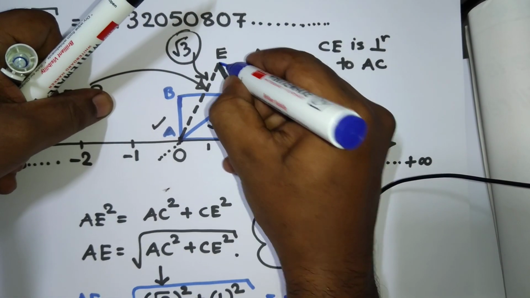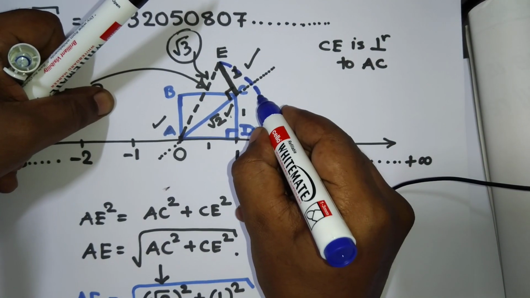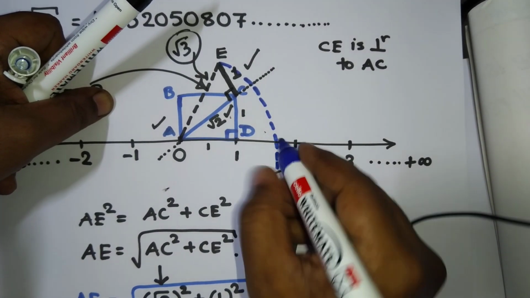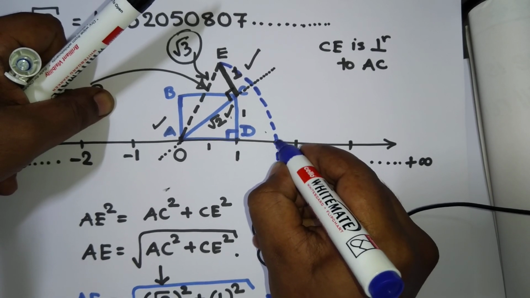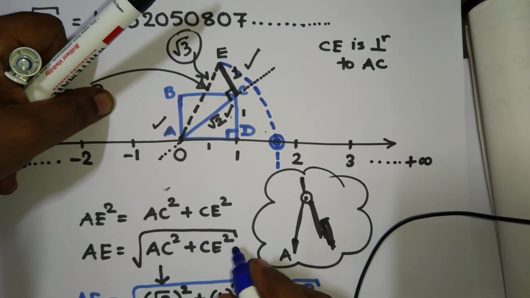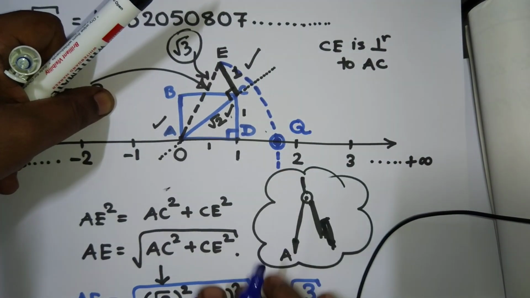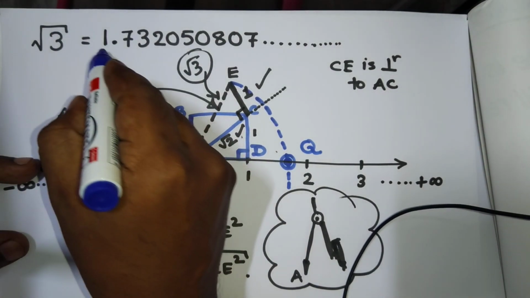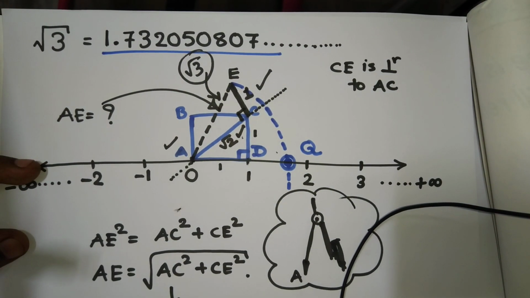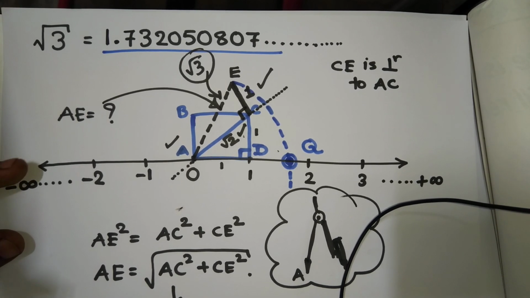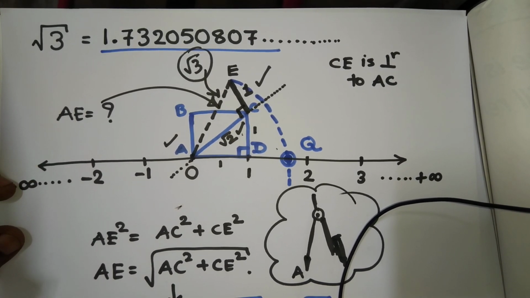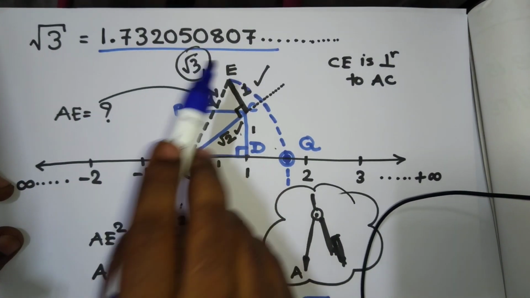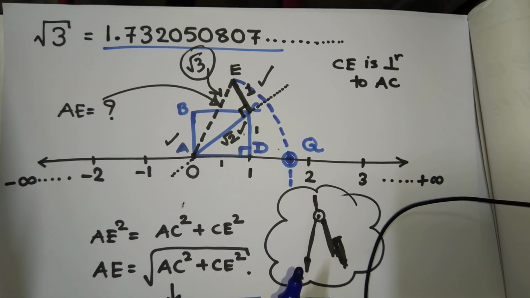You draw the arc, going all the way down, and it intersects the number line at a point. Say this point is Q. You know what this point is? This point is 1.7320508076 and so on. See how simply we have shown this big real number on the real number line.